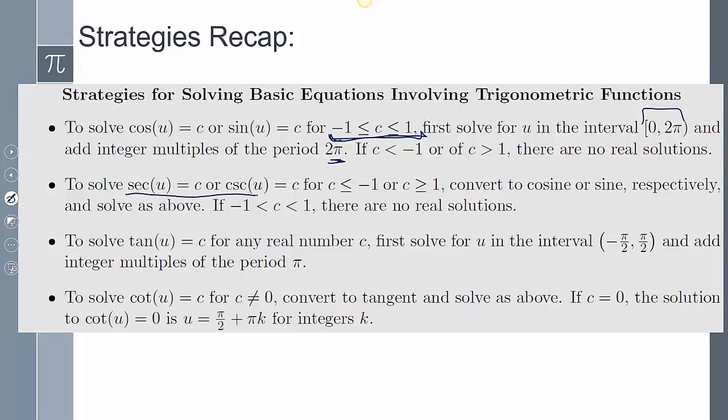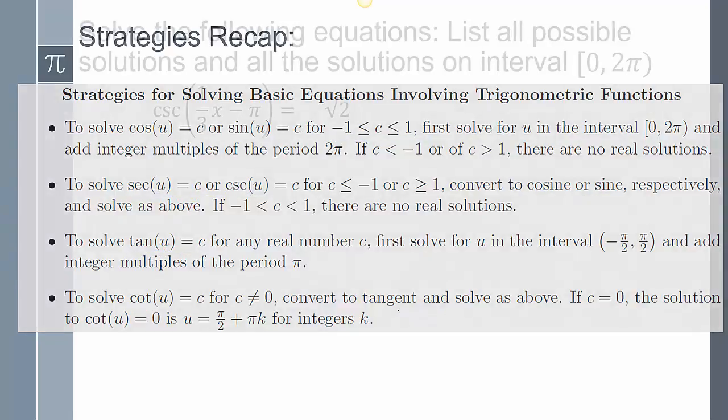Basically, if it's secant or cosecant, we need to convert it into cosine or sine respectively because it makes it easier. With tangent, same idea, except that the period is now going to be pi. And to solve for cotangent, we want to convert it into tangent because that makes that process so much easier.